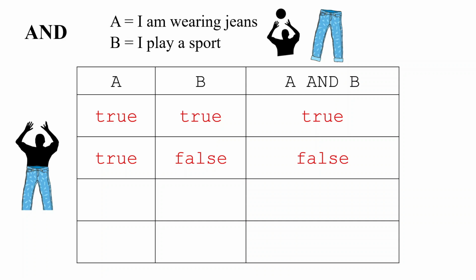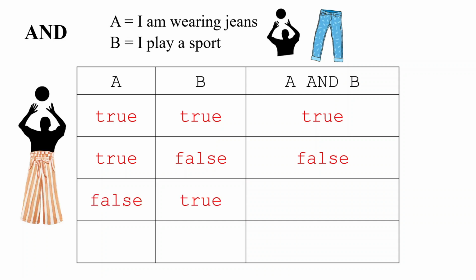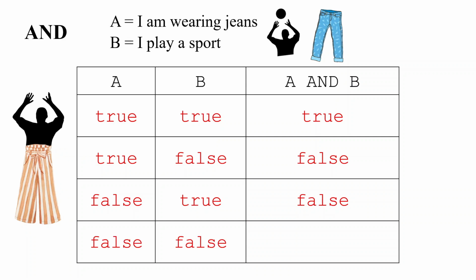Same thing here. False, you're not wearing jeans, but true, you are playing a sport. But those people aren't standing up at the moment. The only people standing up right now are people who are wearing jeans and playing a sport. And then the last combination, you don't wear jeans, you're not playing a sport. Those people are also not standing up.